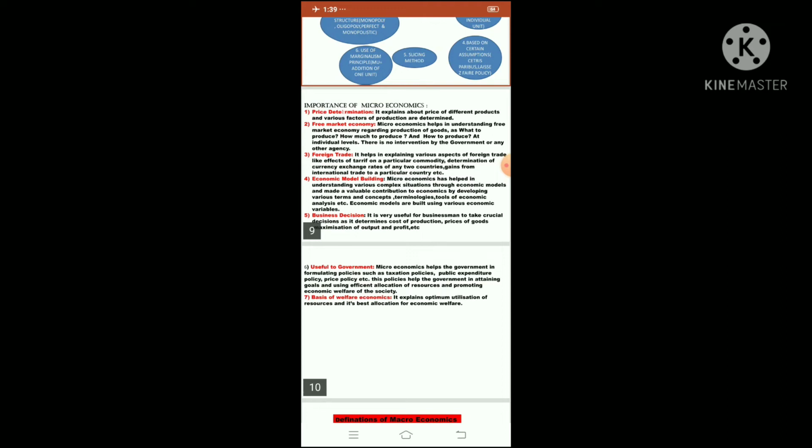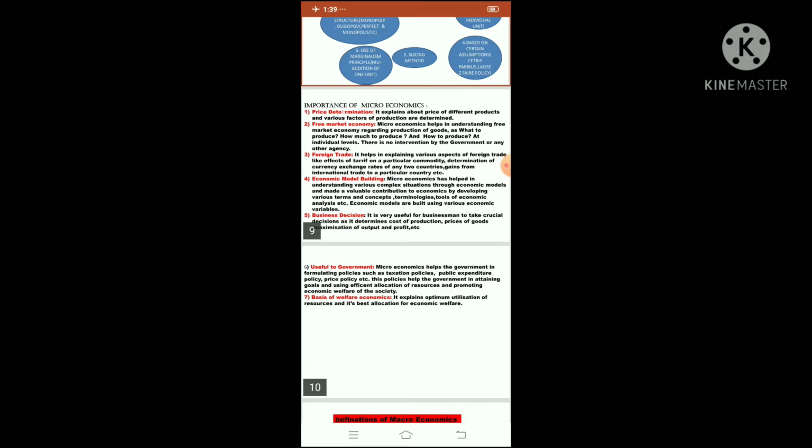So whatever countries, during import and export, what international profit is there, how much profit each country has gained. All these things will be considered, children. So it helps in explaining what? Various aspects of foreign trade, like effects of tariff on a particular commodity, determination of currency exchange rates of any two countries, gains from international trade to a particular country, etc.